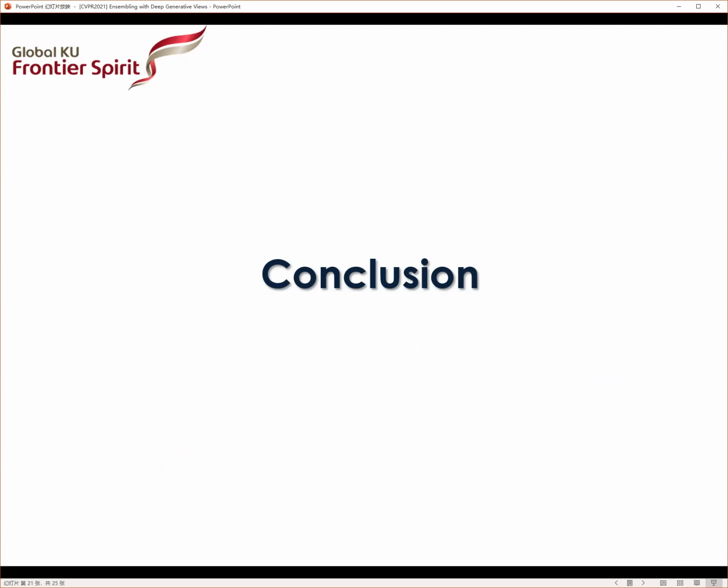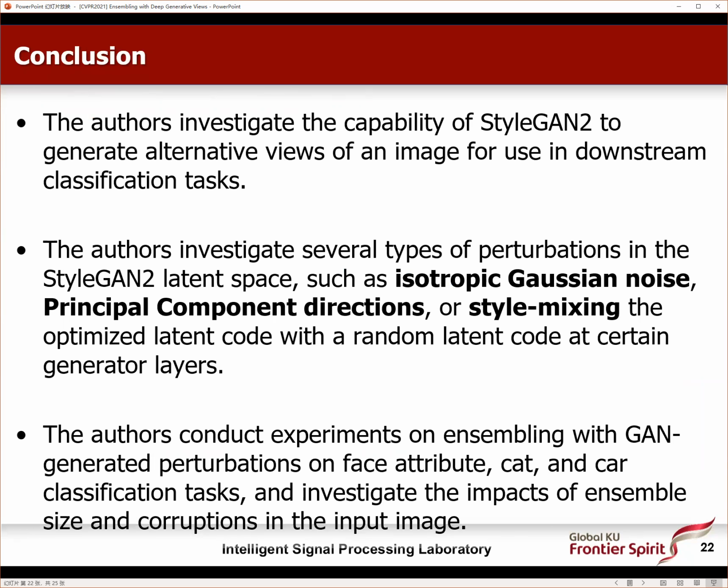Okay, conclusions. In this paper, the authors investigate the capabilities of StyleGAN to generate alternative views of an input image and use it for the downstream task of image classification. It brings three different kinds of perturbation measures for StyleGAN on the latent space, which are isotropic Gaussian noise, the principal component directions, and style mixing. The experiments also show the proposed method is effective, and it can bring improvement to the classification task on three different datasets. Okay, this is the paper I want to present today.